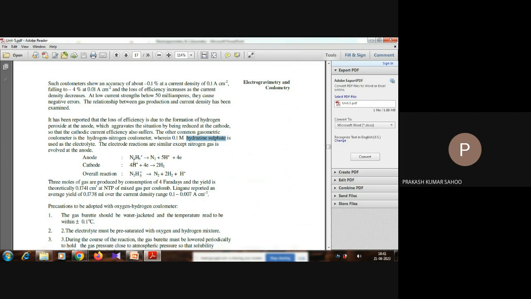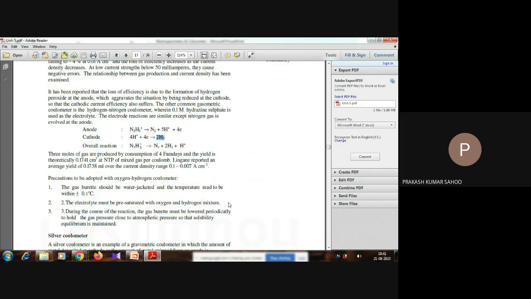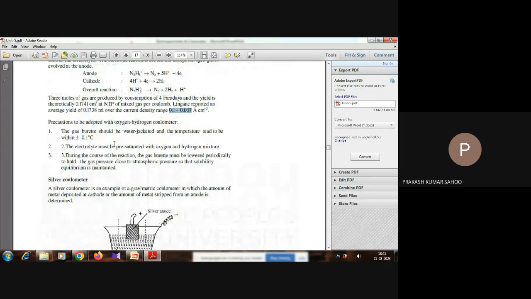So this is N2H5 plus changing to nitrogen at the anode, and at the cathode there will be evolution of H2 hydrogen. So the net reaction will be N2H5 plus changing to N2 plus 2H2. And here the current density range is 0.1 to 0.007 ampere per centimeter square, and we have some precautions here.